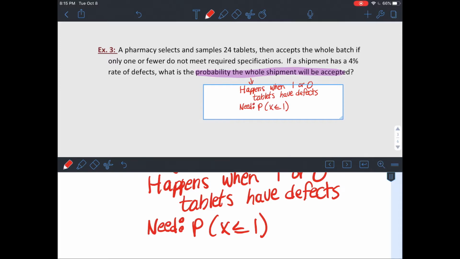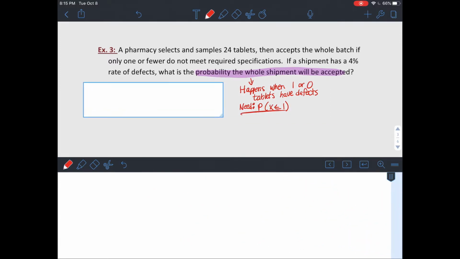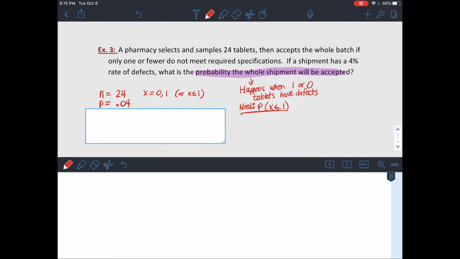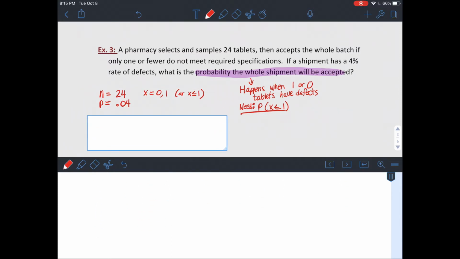So if you jot down a few things so you're keeping track of what's what, we're selecting and sampling 24 tablets, so N is 24. If we're thinking about a success being a defective tablet, that'd be 4%. And then X, the number of tablets that are defective that we're interested in selecting, would be either 0 or 1. You could calculate this in your graphing calculator using that binomial probability distribution function.